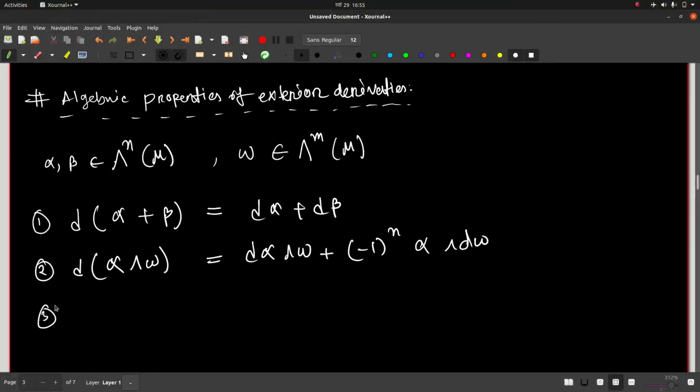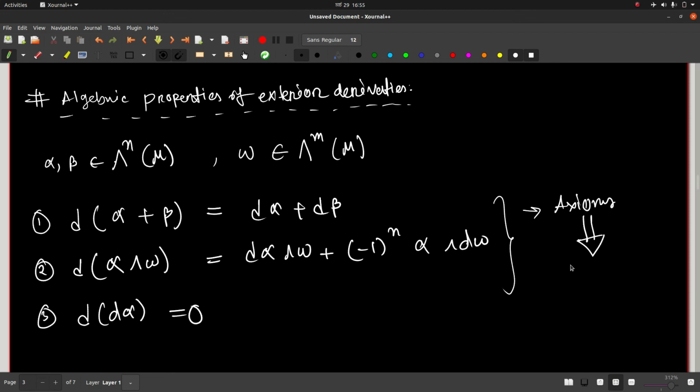And the third one is the boundary of a boundary thing. That means dd of alpha will always be equal to 0. In fact, you can think of these three things as axioms as well. If you take these axioms, then they will lead you down to this definition of an exterior derivative, where you have this d that takes some n form and returns an n plus 1 form. This might seem a bit circular, but that's how things are.